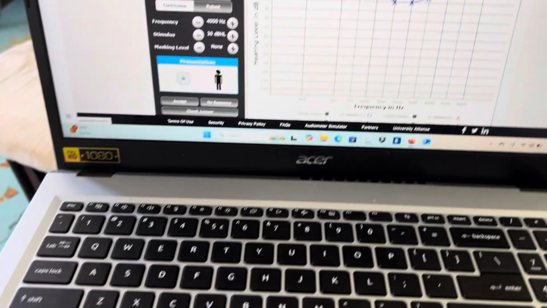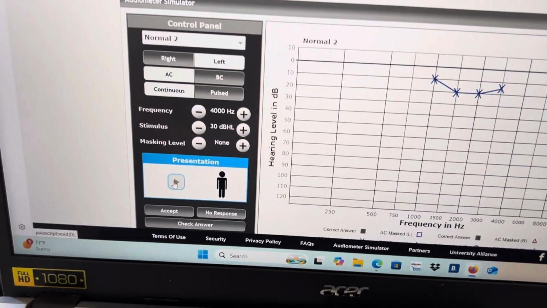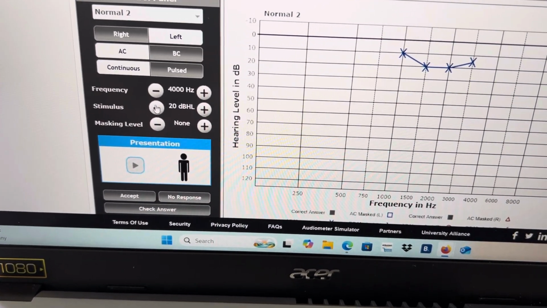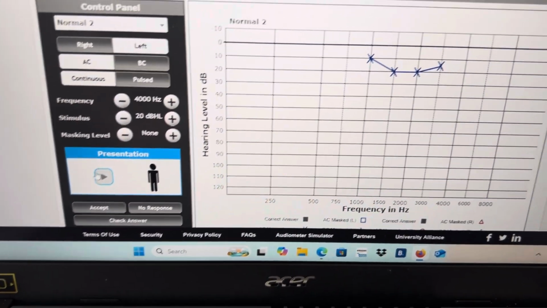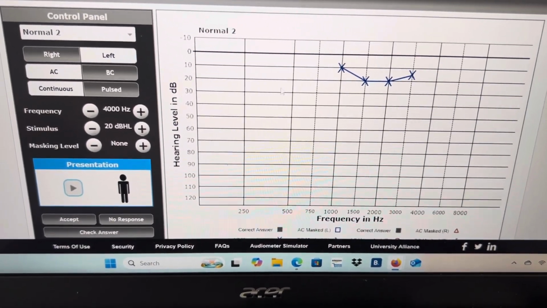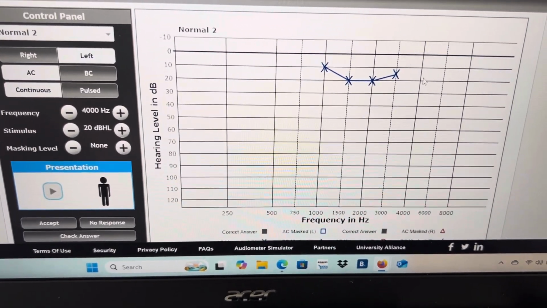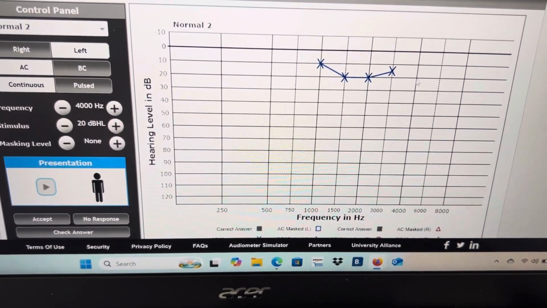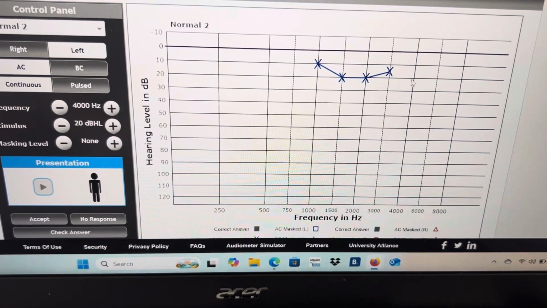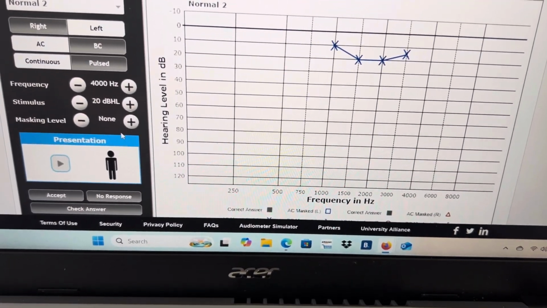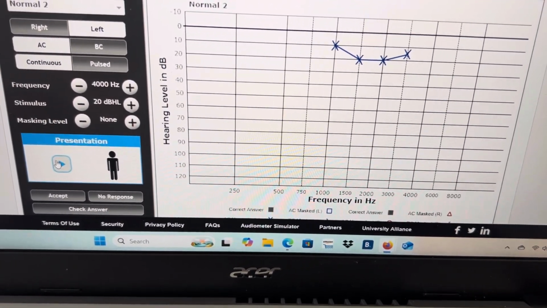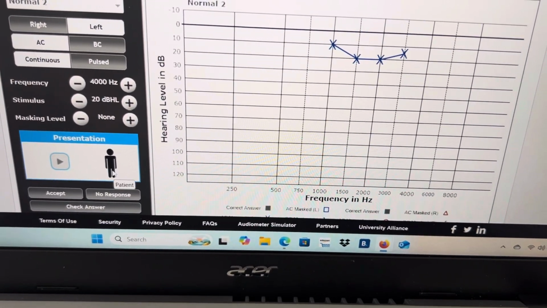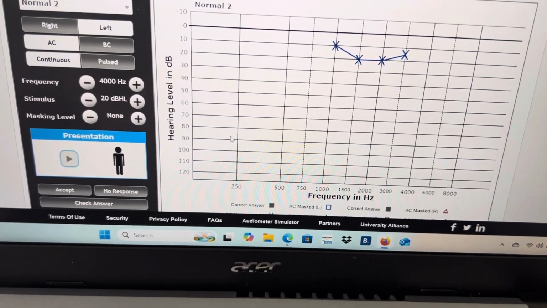So we're going to go ahead and bring that down to 20 decibel hearing level. Right now we're at 4,000. We're plotting for this. We're going to see if the person can hear on this frequency at 20 decibel hearing level. So here we go. You see the person raised his hand, so that means he was able to hear that tone.